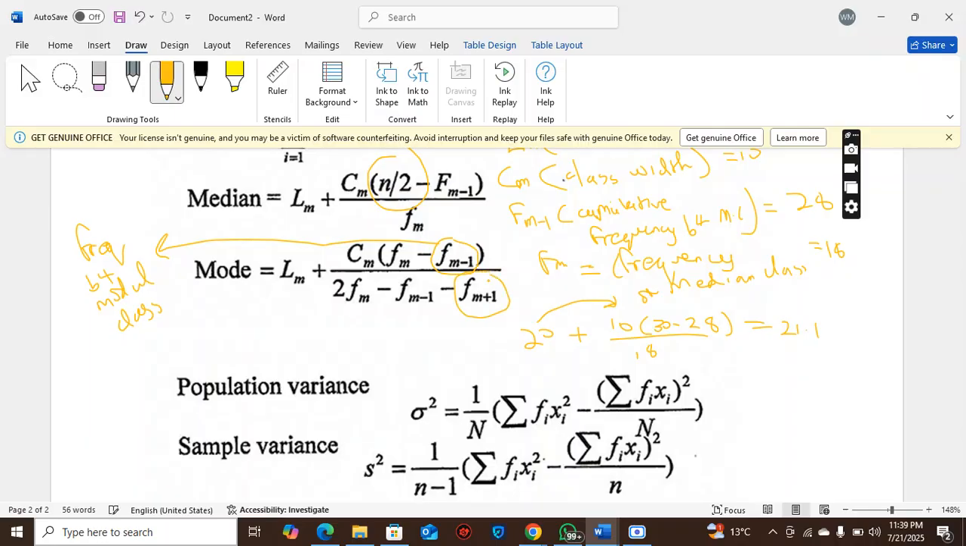FM plus 1 is the frequency after the modal class. If you are doing a theory course and you've got handwriting like mine, the examiner will get lazy trying to figure out what words you are writing. Automatic fail.